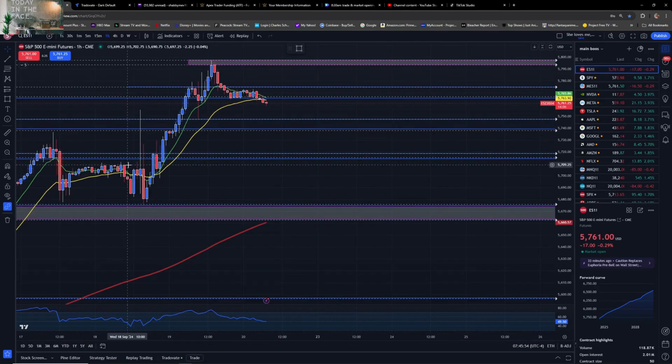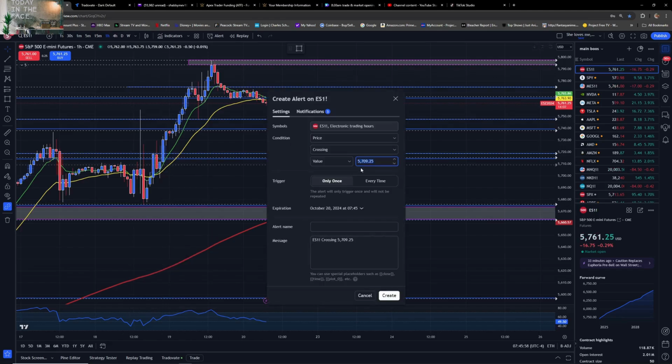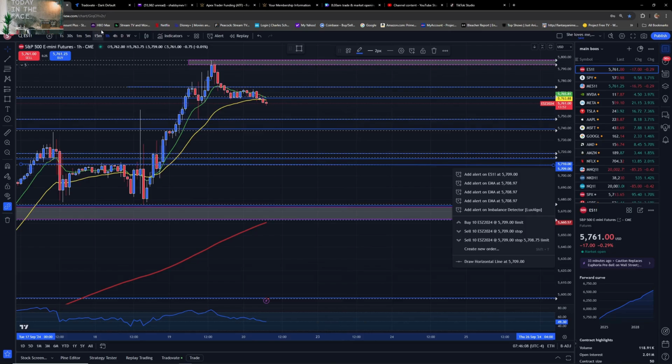I want to create one level right here on the 1 hour because this is important on the 1 hour time frame. This rips through a whole area and acts as support and then acts as resistance. So I want to just draw that out, leave it there.